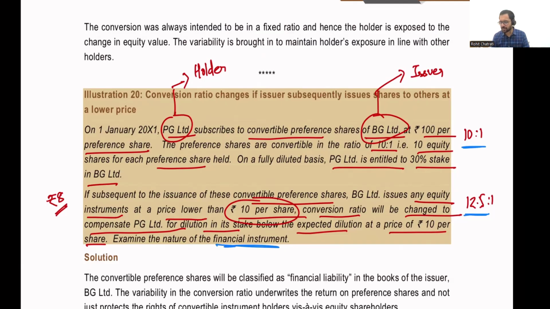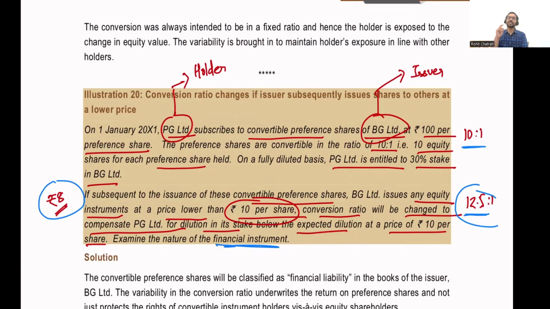Of course, I've cooked up these numbers, because 12.5 is to 1 is the conversion ratio if the shares are issued at rupees 8. If the shares are issued, let us say, at rupees 7, the conversion ratio will be further increased. So if the market price at which the shares are issued by BG Limited keeps falling, then to compensate PG, I will keep increasing the conversion ratio.